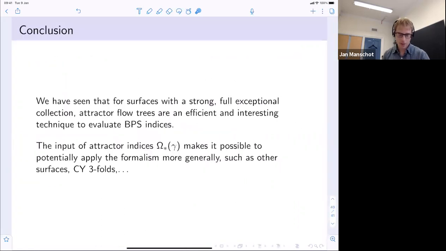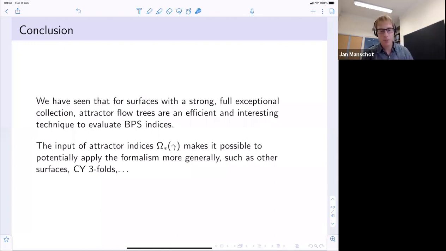Okay, so that brings me to my conclusions. So in short, we have seen that for surfaces with a strong full exceptional collection, the attractor flow trees are an efficient and interesting technique to evaluate the BPS indices. And now the input of the attractor indices, we have much more freedom than we used. Basically, we saw that the indices are 0 for many of the dimension vectors, and we associated 1 to the nodes. We can apply the formalism with different numbers.